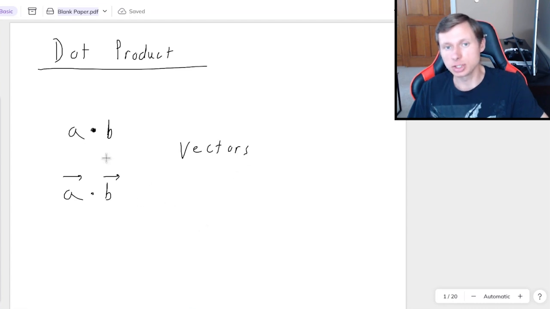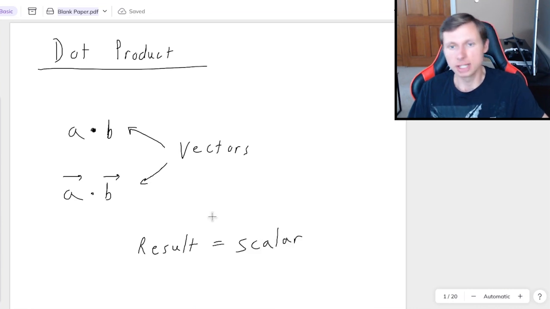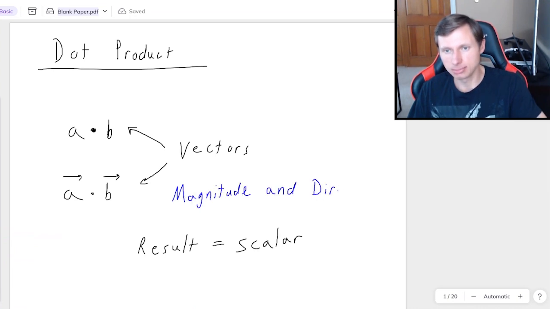Now what's interesting is when you do a dot product, again, both of these examples are vectors, but when you do the dot product, the result is always going to be a scalar. And the reason why that's important is because what makes something a vector? That's right, it has both magnitude and direction, while a scalar is only going to have magnitude, no direction.